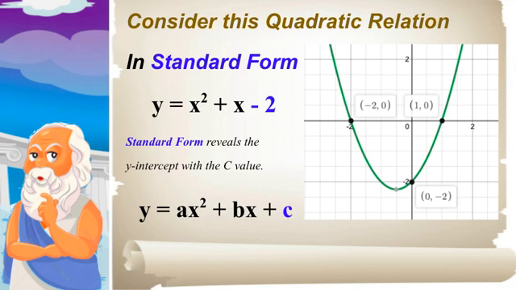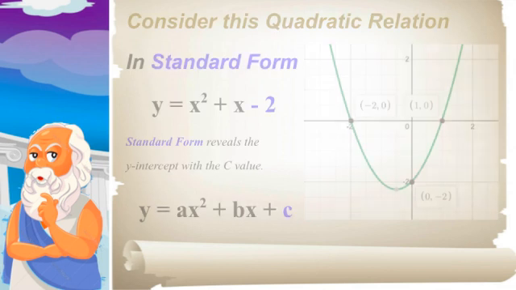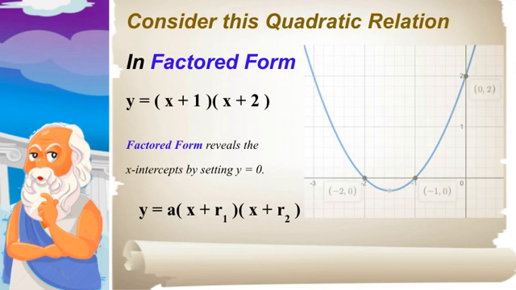We also made the important connection between the y-intercept on the graph and the coefficient c from the equation. That they are identical, and whenever a quadratic equation is written in standard form, its coefficient c is always the y-intercept. Next, we learned the factored form of quadratic equations.